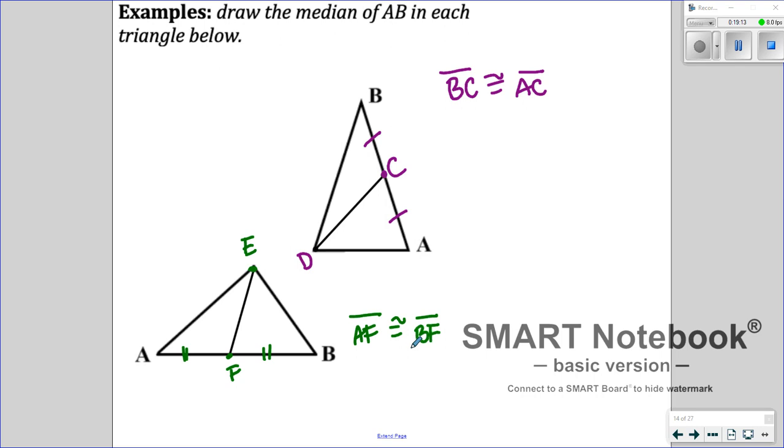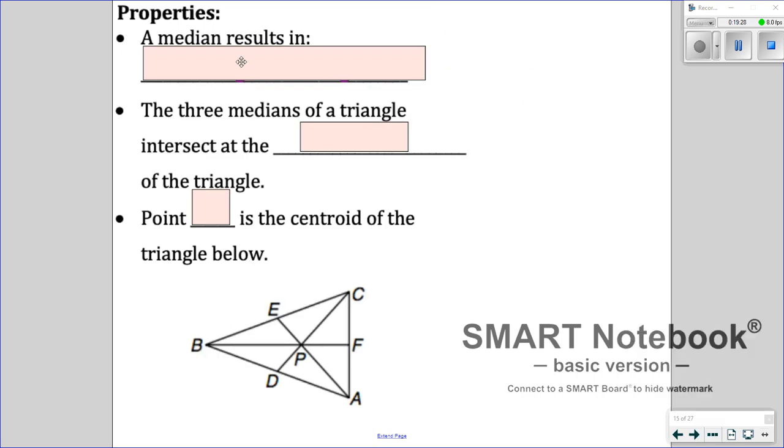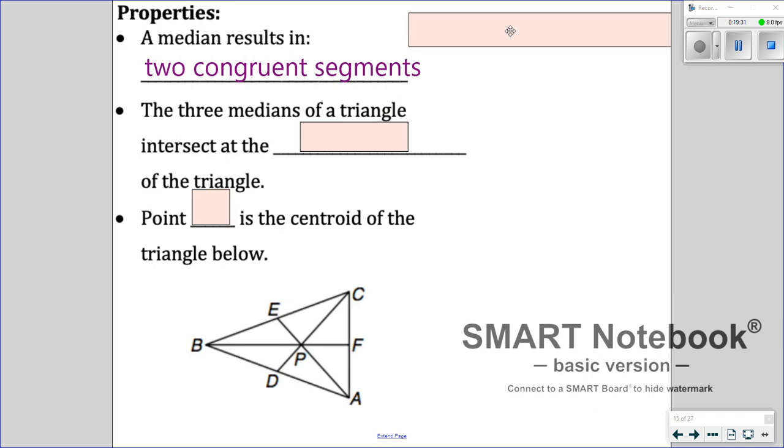The only thing that's going to be congruent is the segment that you're trying to make equal. So that's all it is to median. So for the properties of median, it results in two congruent segments. That is all. And the three medians of a triangle, so you see the picture down here, you've got three medians. Basically, you start from the vertex and you end up in the middle of the segment opposite that angle. And you do that for the other sides.